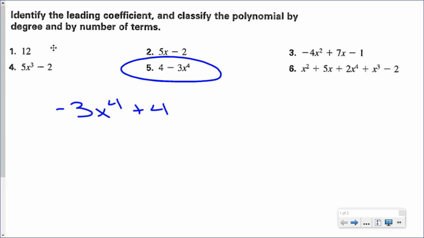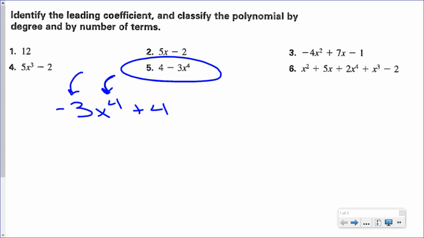Identify the leading coefficient. The coefficient in this one is negative 3 because it's a number in front of a letter. Classify by its degree. It's to the fourth power, so it's just fourth degree. If this were the number 3, it'd be cubic. If this were to the second power, it'd be quadratic, and first would be linear.